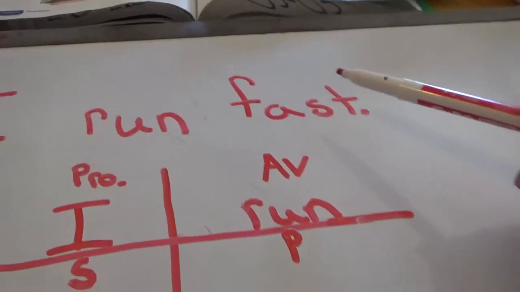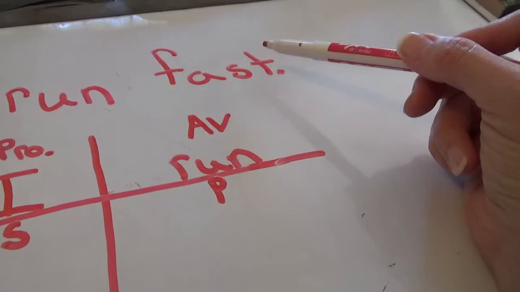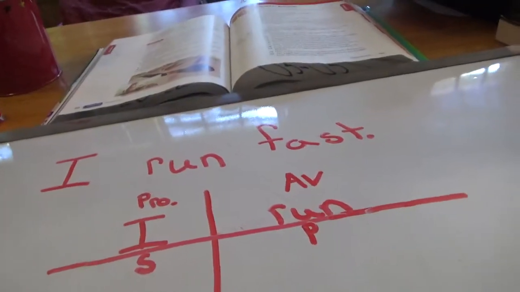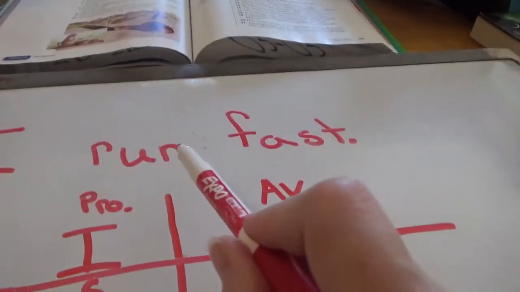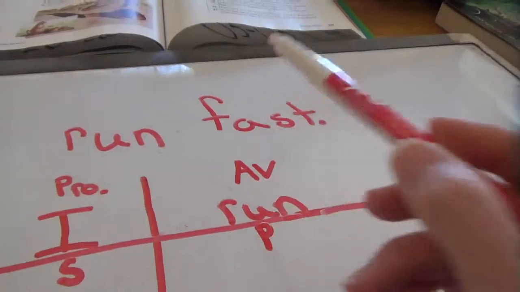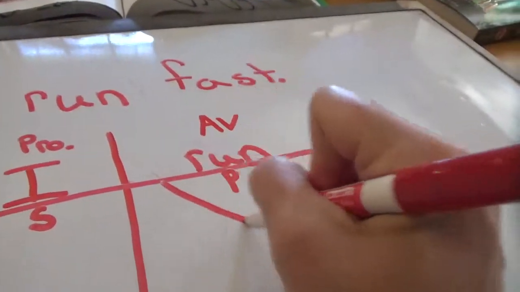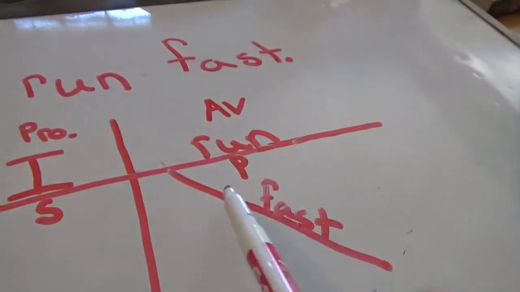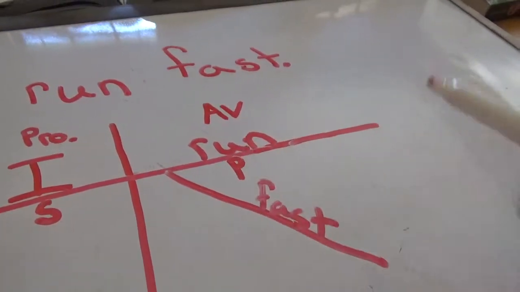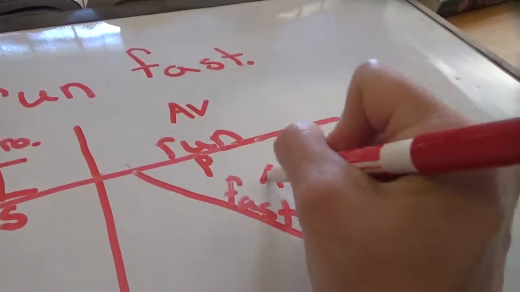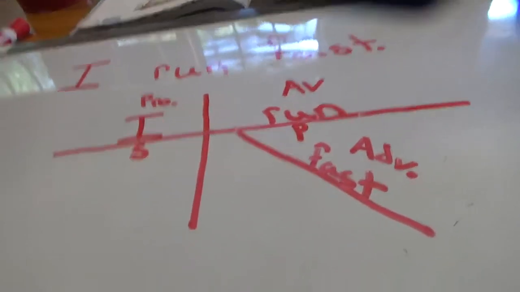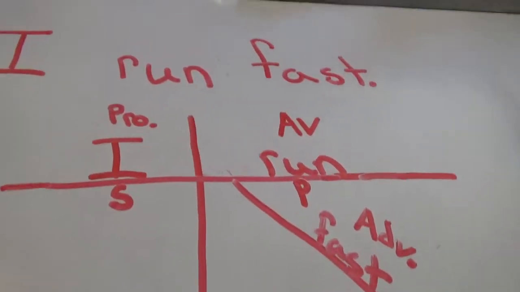There's only one other word in this sentence, and it's fast. So we have to figure out what fast is modifying. Let's look at it and see what word it adds to the meaning of. It adds to the meaning of run. Run how? Fast. So fast is an adverb. So we're going to put fast on a line slanting up to the word that it modifies, and we're going to put adverb. Okay, I run fast.